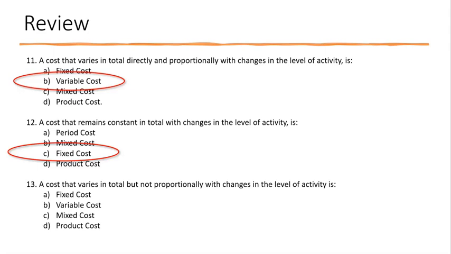So the fixed costs don't change, especially when we're talking within the relevant range with the change in level of activity. And then finally, a cost that varies in total, but not proportionally with changes in the level of activity. Is that fixed, variable, mixed, or product cost? And that's a mixed cost. So some portion is fixed, some portion is variable. So it's going to vary with activity, but not proportionally because they've got the fixed portion of that.